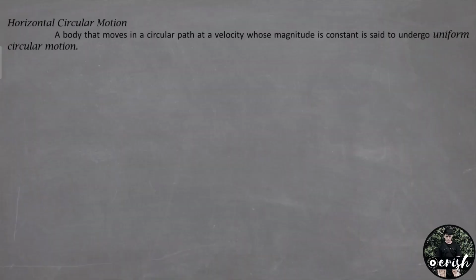A body that moves in a circular path at a velocity whose magnitude is constant is said to undergo uniform circular motion. From one of our previous lecture videos, according to Newton's second law of motion, if no force acts on an object, it will move with constant speed in a constant direction. So force is required to change the speed, direction, or both.